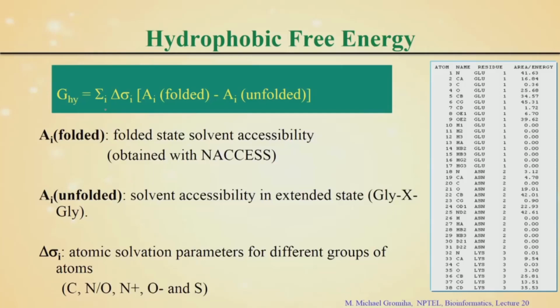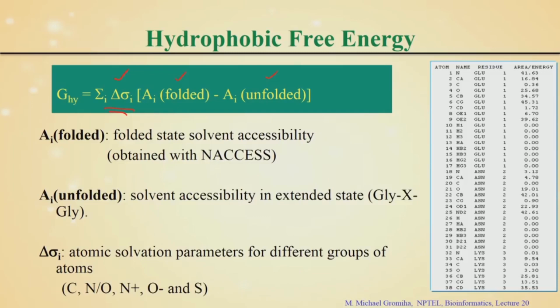If you compare, the charged ones are more negative than the polar ones, which means these numbers are meaningful and reliable, and you can calculate the energy. So when you get the delta sigma I, now we can easily calculate GHY, because we know the A I folded and we know the A I unfolded. Now I give data, for example, for a particular protein you run NXS and then you can get the folded set ASA.